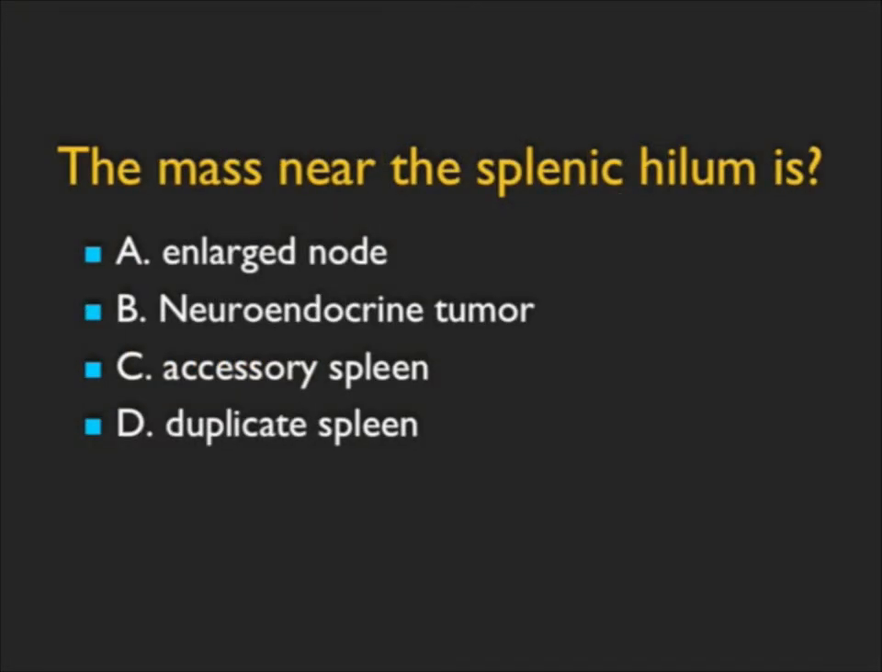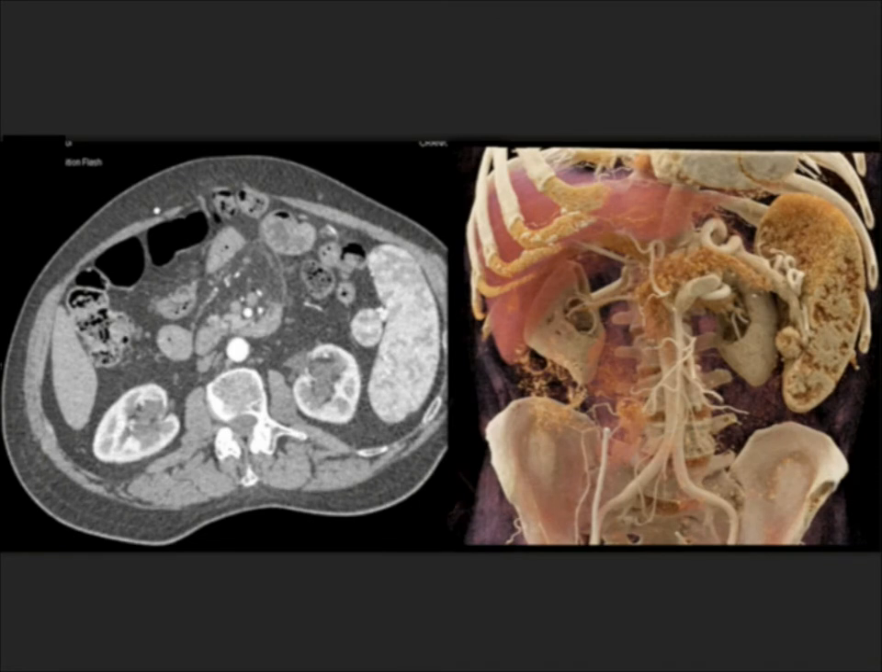This patient has a mass near the splenic hilum. What could it be? And I picked this case because it's really nice. On both the axials and the cinematic, you can see that the mass by the hilum, a bit over 2 centimeters, is a classic location for an accessory spleen.